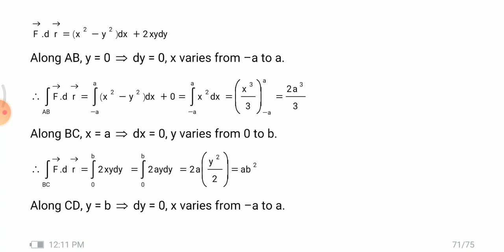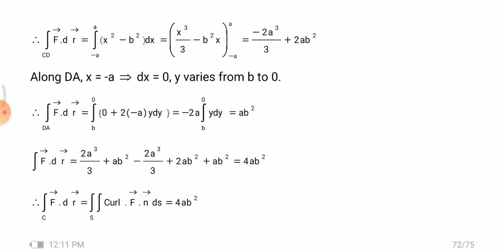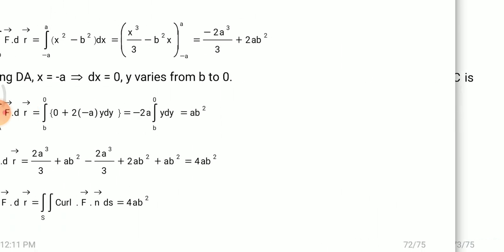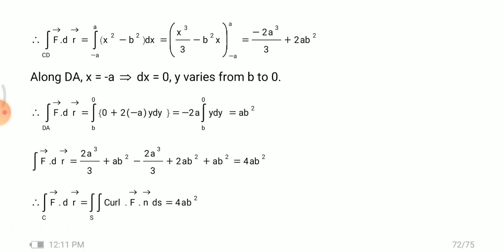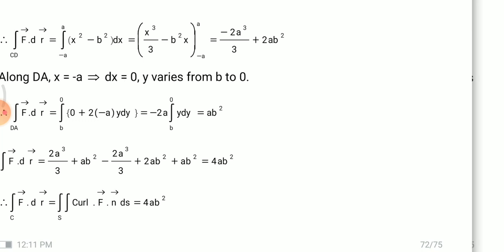Next, along the line BC, here x equal to a. So if x equal to a is a constant, then dx is equal to 0. You know, differentiation of any constant equals 0. Here y varies from 0 to b in the positive direction. Similarly, we have to apply the CD line and DA line. For the summation of all four integrals, we get 4ab square. Since the left hand side and the right hand side have the same value, hence Stokes theorem is verified for the given region.